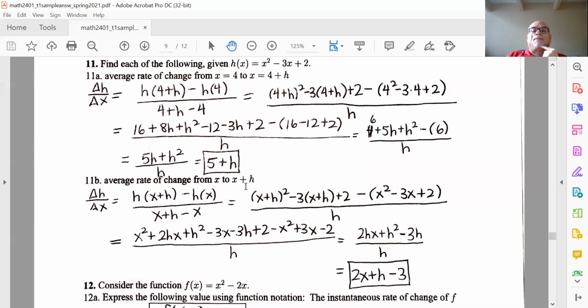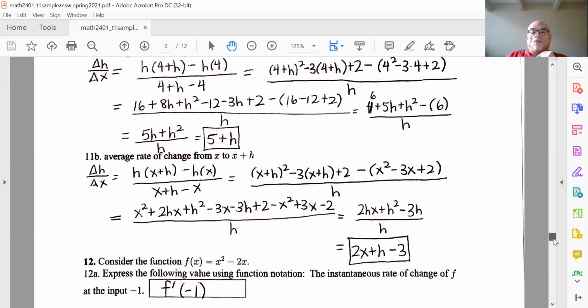When you're doing these average rates of change computations with variables, if you do them right, usually they're going to simplify easily, like this one. Okay, one more. Let's look at one more problem.